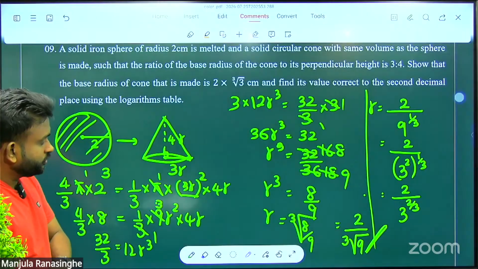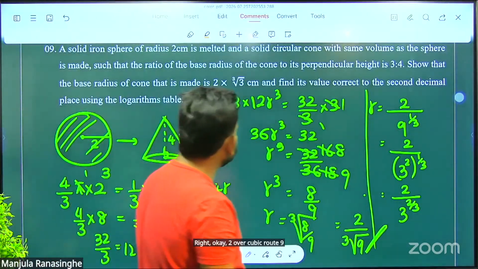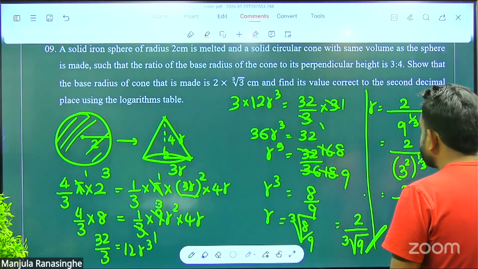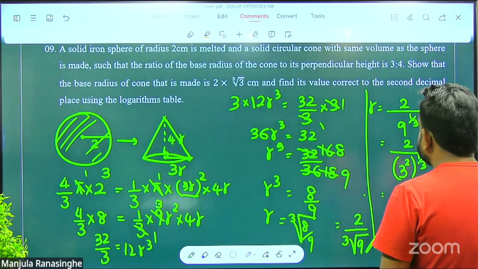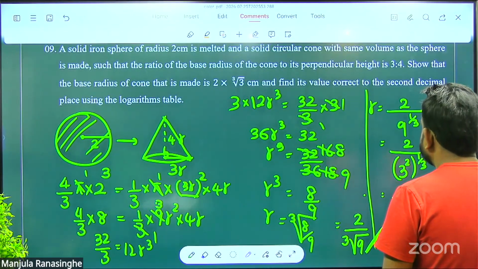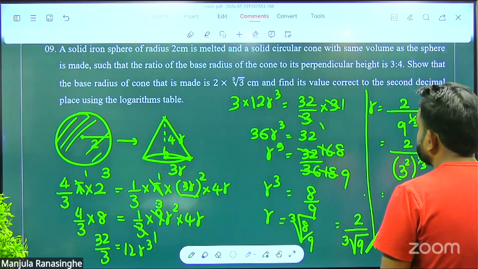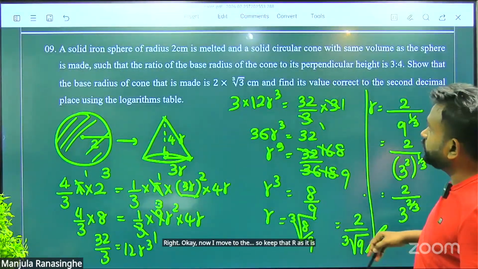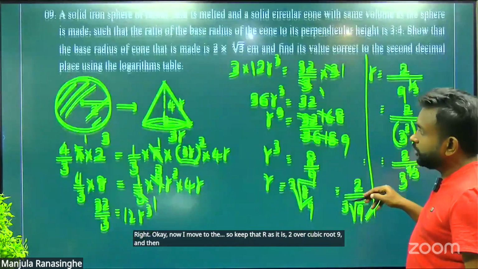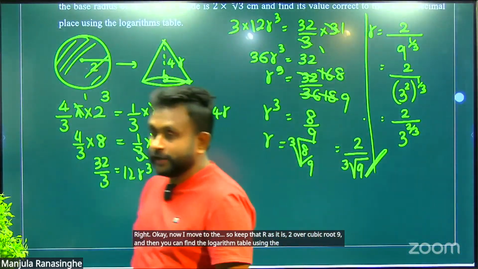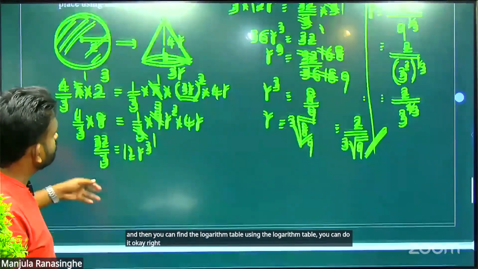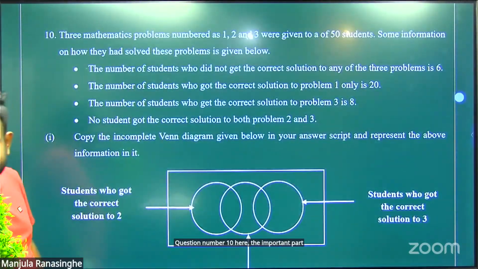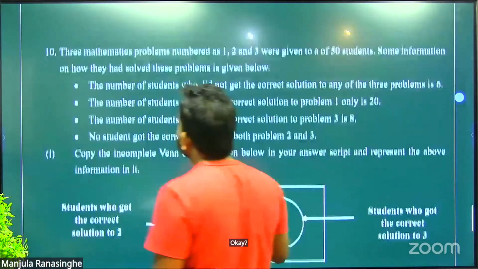Right, okay, 2 over cubic root 9. Keep that r as it is, 2 over cubic root 9, and then you can find the value using the logarithm table. Okay, right. So I will move to question number 10, the important part, a set question.